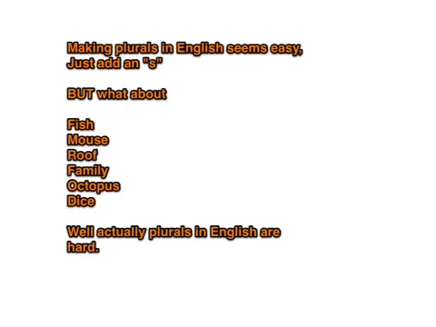So from the previous slide, it seems like changing words from singular to plural is easy in English. We just need to add an S. But really think about it. What happens to these words? Fish, mouse, roof, family, octopus, and dice. Well, actually, plurals in English are really very, very hard and complicated.